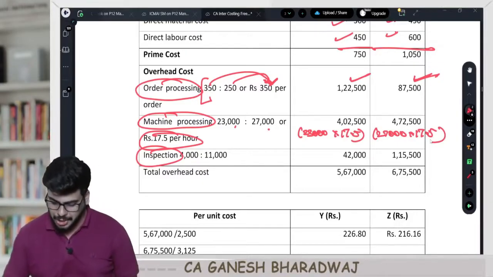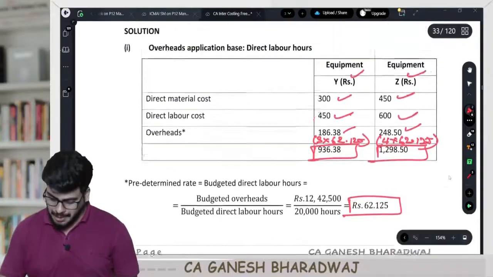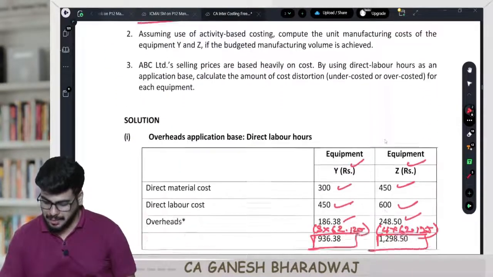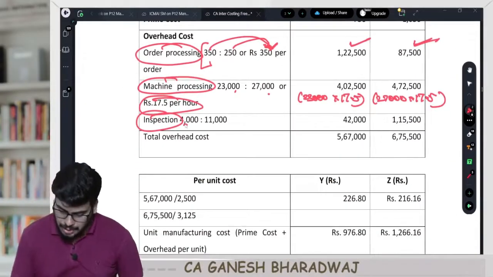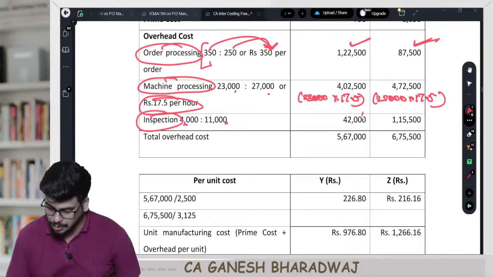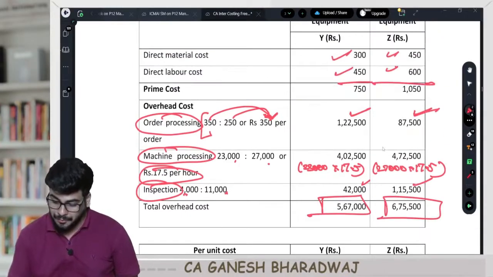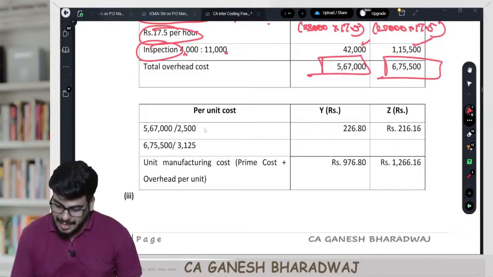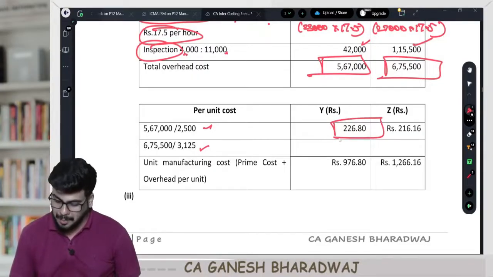Similarly, for inspection, per inspection hour, it's going to be 10.5. The inspection hours spent for the respective products are 4,000 and 11,000 respectively. So it's going to be 10.5 rupees into 4,000, and 10.5 rupees into 11,000. I'll get these figures, and now we've got the overhead cost for each of these 2 products as well. Divided respectively by the number of units, you will get the total cost on a per unit level.